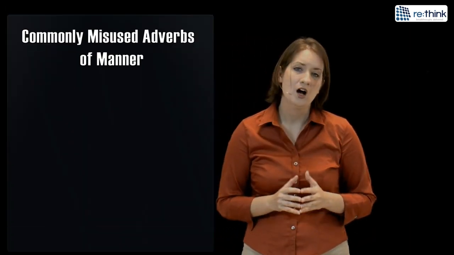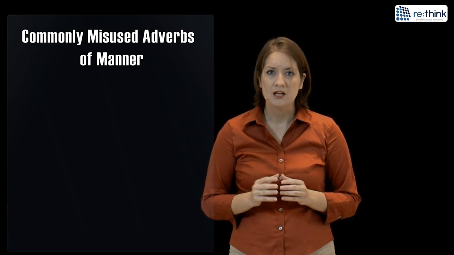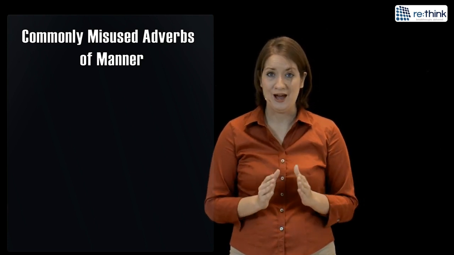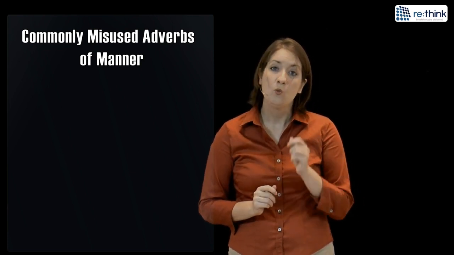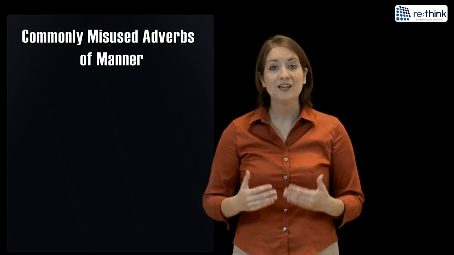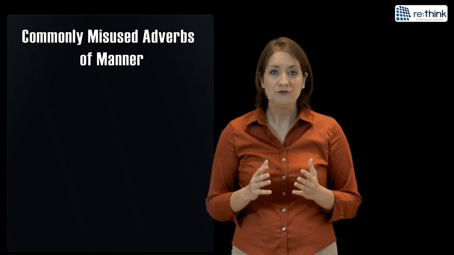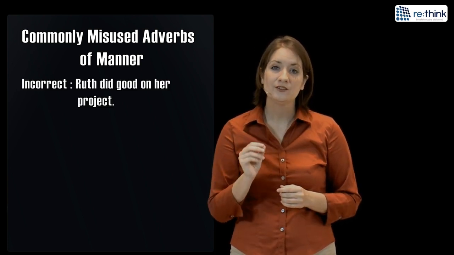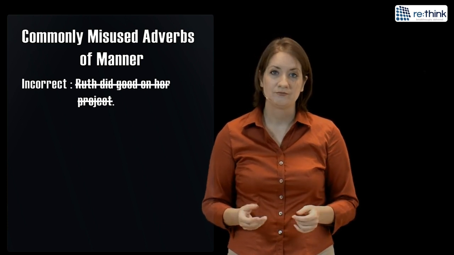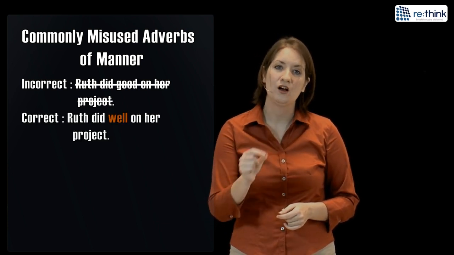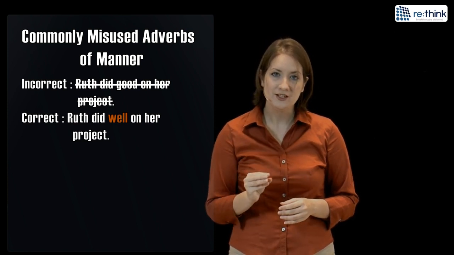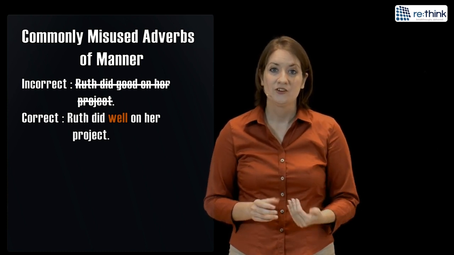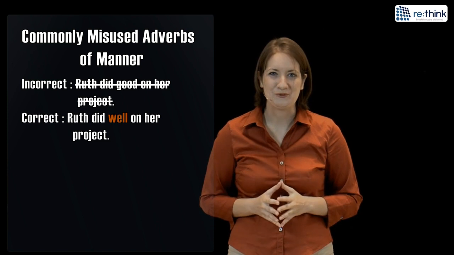Let's look now at some commonly misused adverbs of manner. Let's take 2 adverbs of manner that are very often confused. Those would be well and fast. We'll start with well. Well is an adverb that means in a good way. So the adverb well and the adjective good are commonly confused. It is incorrect to say Ruth did good on her project. It is correct to say Ruth did well on her project. In this sentence, the word well modifies the verb did, so we can't use the adjective good to modify a verb.